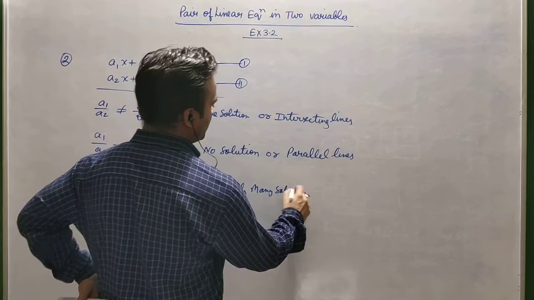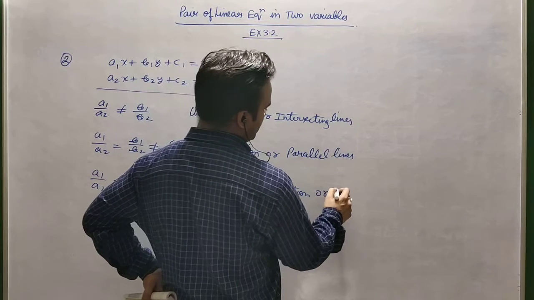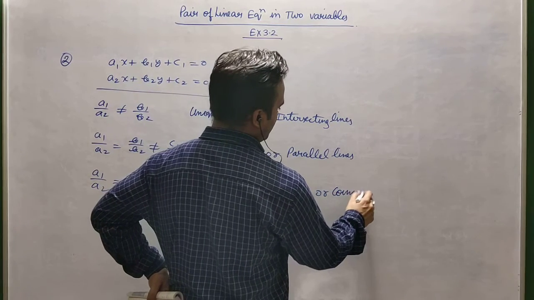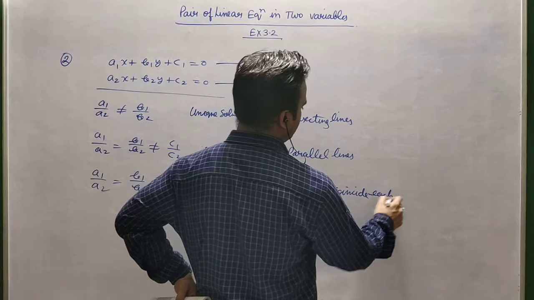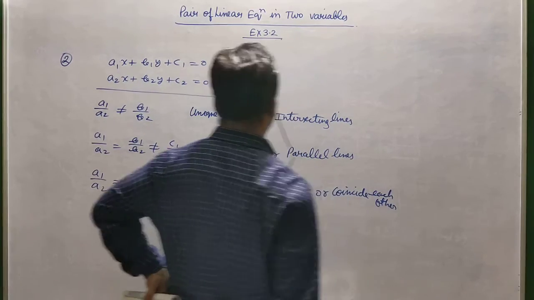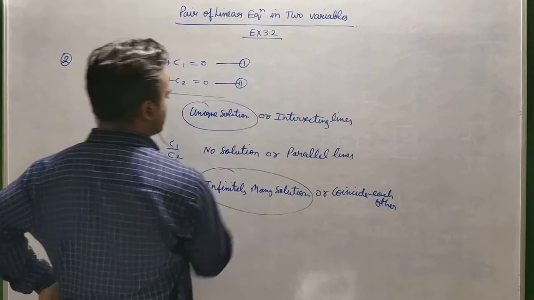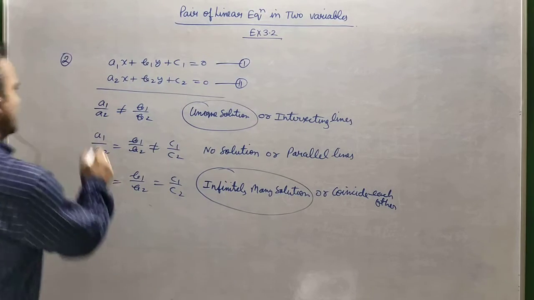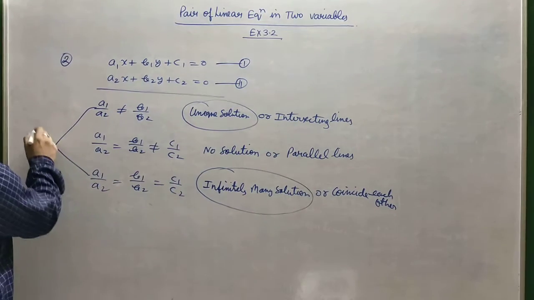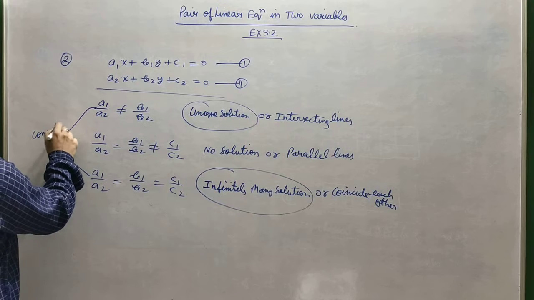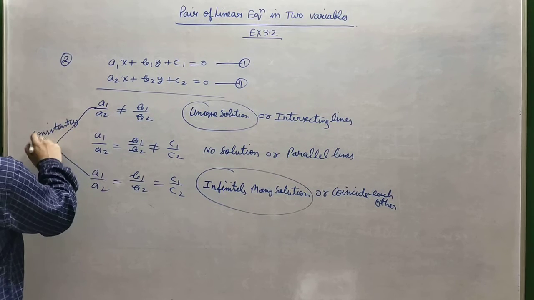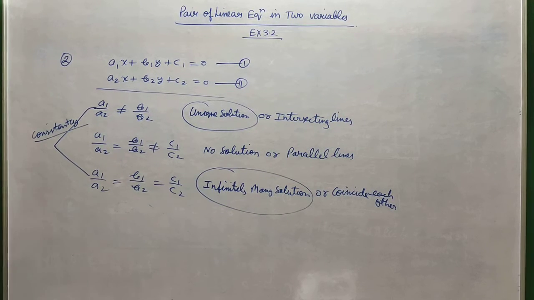It means when they coincide each other, right? So it means this one and this one are giving some solution. So we can say that they both are showing consistency, because we are getting at least one solution.